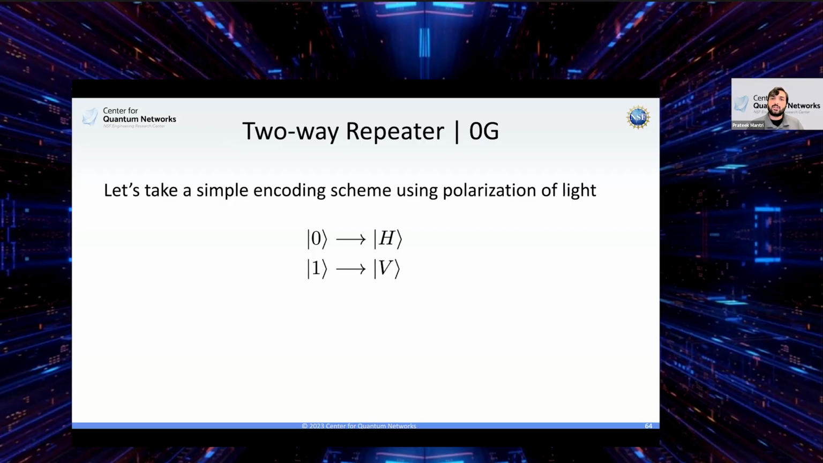Let's take a simple encoding scheme. Stav mentioned that light can be encoded in these different fashions. So you have these horizontal or vertical polarizations. You also have temporal modes, etc. These two polarizations are what is native to a lot of these photonic schemes. So we use the computational basis to represent the horizontal or the vertical polarization.